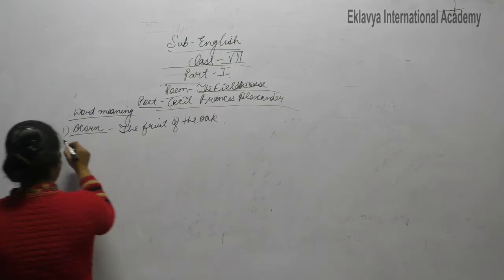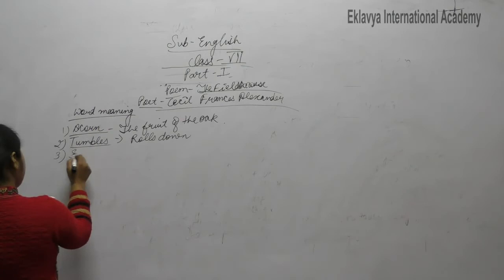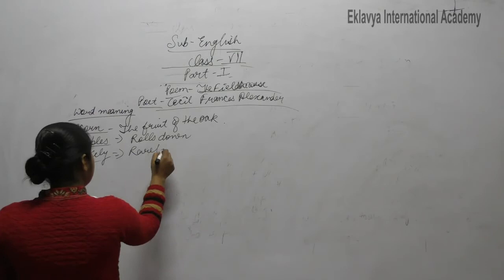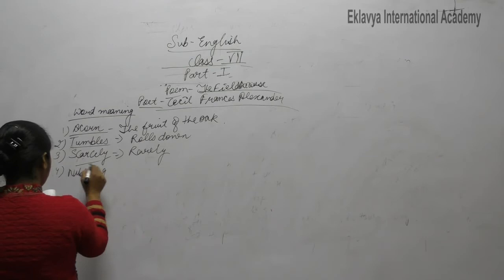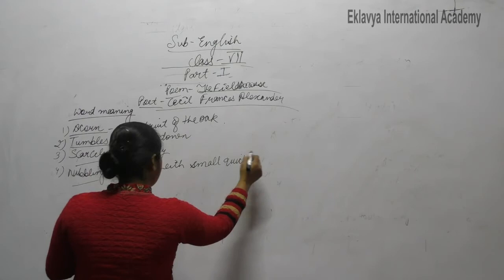Second is tumbles, rolls down. Third is scarcely, rarely. Fourth is nibbling, eating with small quick bites. Jaldi jaldi khana.